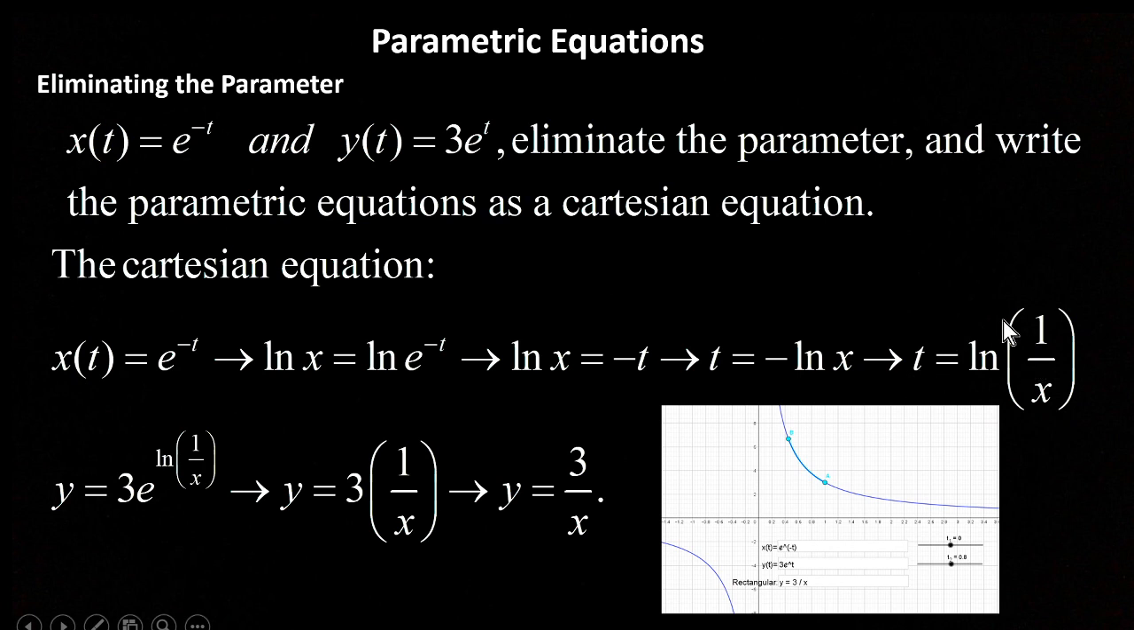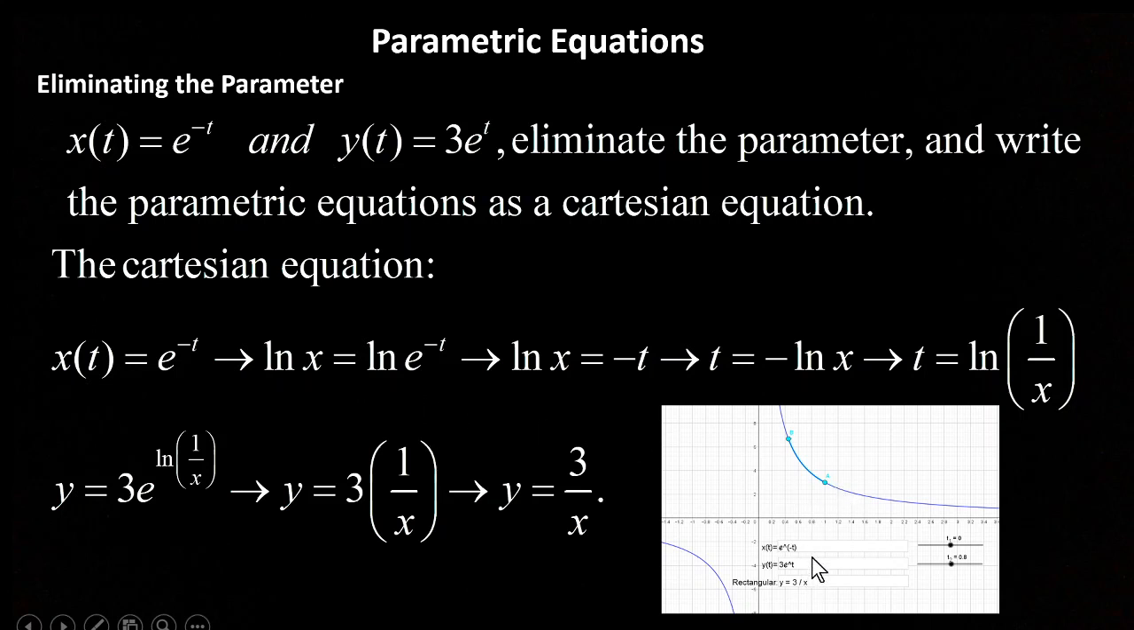So we're going to take this and we're going to substitute it in here for t, right here. Now, we know that e and ln again cancel each other, so we are left with 3 times 1 over x, which is 3 over x. So the path that these two parametric equations follow is the same path that this Cartesian equation gives us. That's just the same.